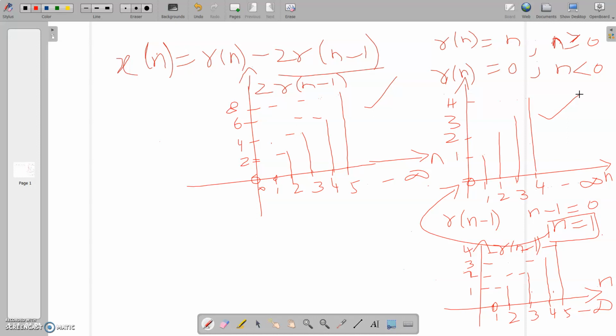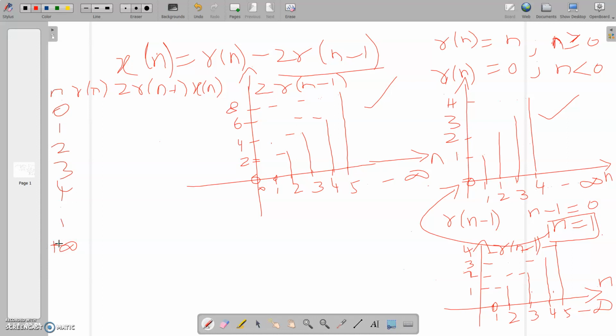So how to find out your x of n? We know what is r of n as well as 2 into r of n minus 1. Using this we can find out x of n. What are all the values of n? It is 0, 1, 2, 3, 4. We can take up to 5 also if you want, or you can leave. Up to plus infinity we can take.